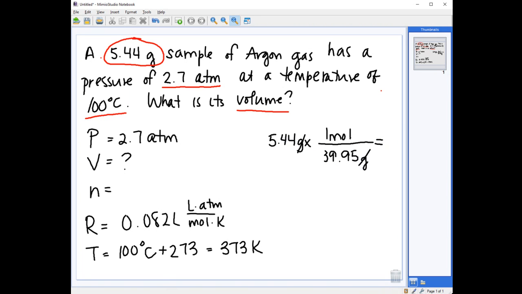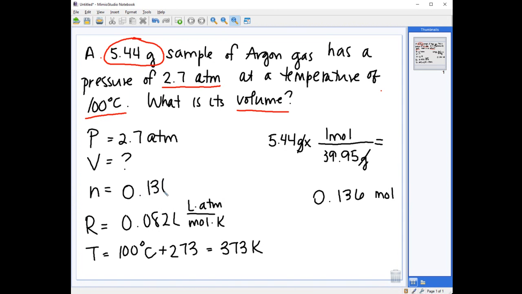And I'm going to say 5.44 divided by 39.95, and I get 0.136 moles. Now, we're not concerned with significant figures here. I'm just going to go to 3 decimals. It turns out that that is how many significant figures I had, but I want to not round too prematurely because I want to have a more exact answer. So we're going to go with 0.136 moles. So that's how many moles of argon gas I have.